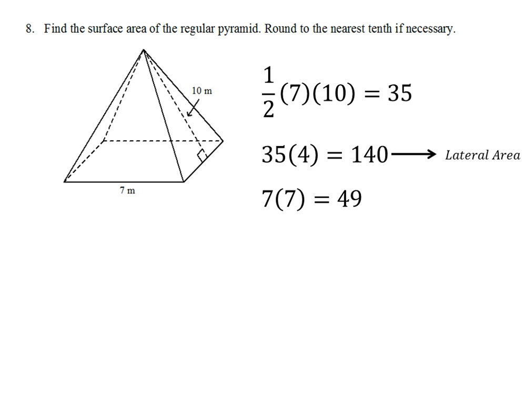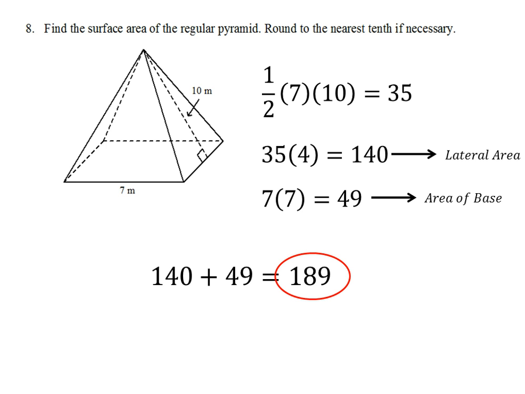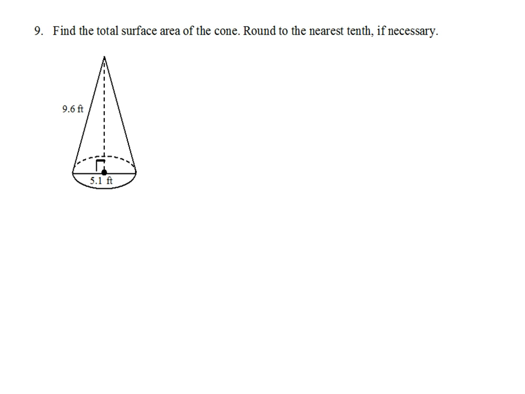So now we have the lateral area and the area of the base, and the surface area of a solid is the lateral area plus the area of the base, which is going to be 189.